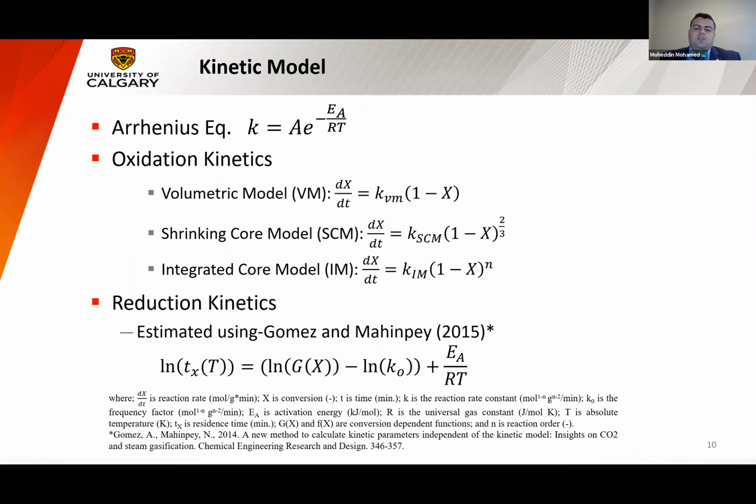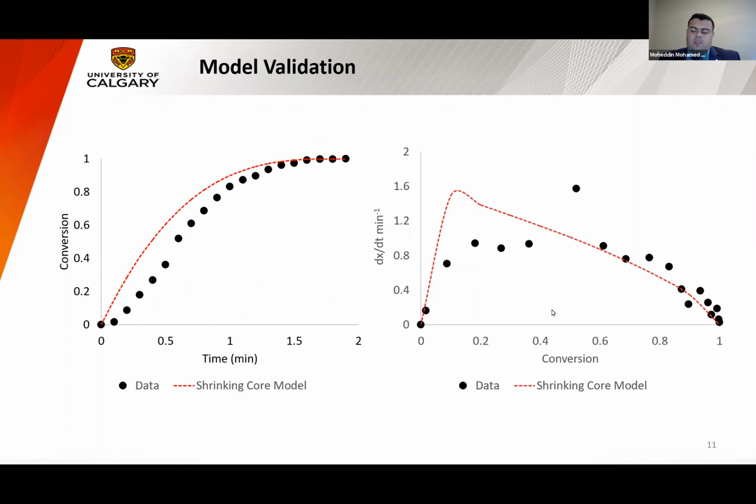In this equation, Tx is the residence time, Ko is the frequency factor, E is the activation energy. Gx is the conversion dependent function, which is neglected when the reaction rate at a constant conversion is only a function of temperature.